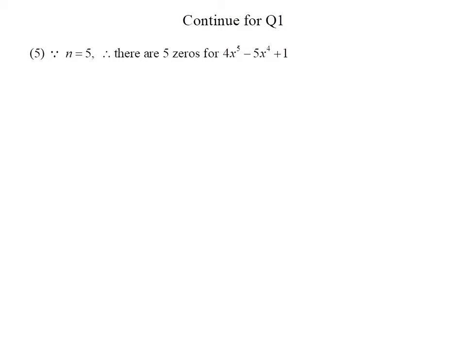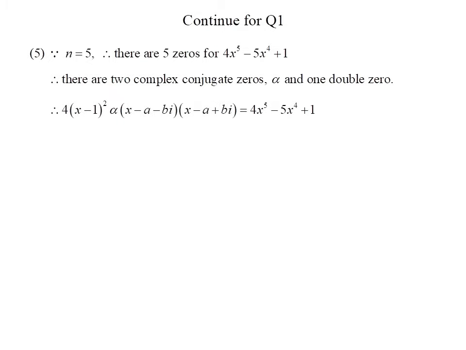Here we continue with question 5 of example 1. Since n equals 5, there are 5 zeros for this polynomial. P(x) now equals 4 times x to the 5 minus 5 times x to the 4 plus 1. As explained earlier, in this case, there are two complex conjugate zeros. We assume they are a plus bi and a minus bi here. Apart from that, it also has alpha and 1 double zero at x equals 1.